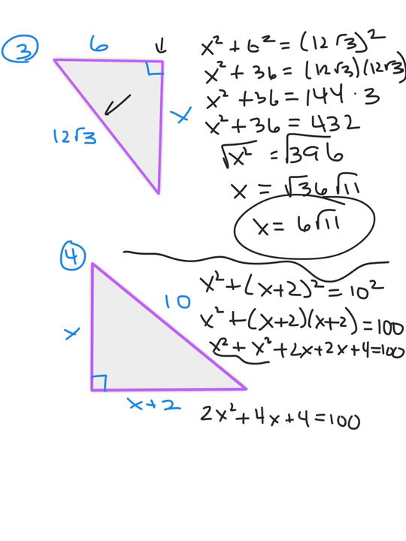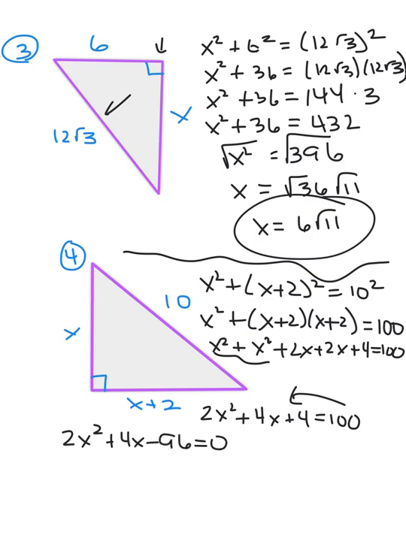Now remember, anytime I have a variable with the second power or higher, I'm going to bring everything to one side, so I'm going to bring this 100 to the other side by subtracting. So I'm going to move over to the left a little bit here. I have 2x squared plus 4x minus 96 is equal to 0.